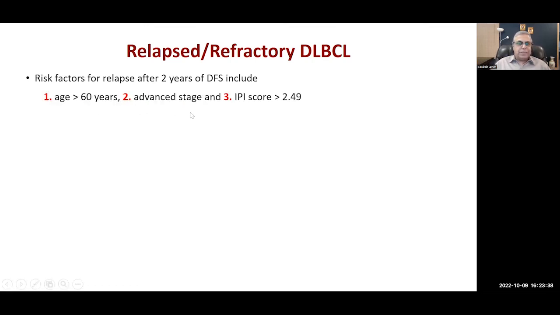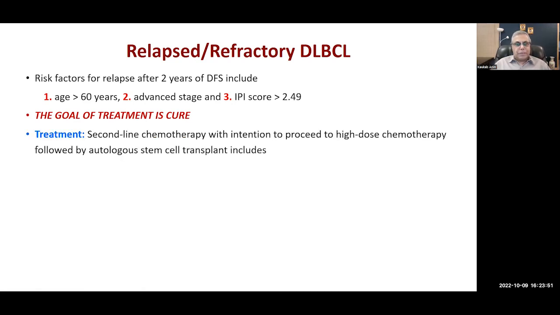Relapsed refractory diffuse large B-cell lymphoma. Risk factors for relapse after 2 years of disease-free survival include age over 60 years, advanced stage, and IPI score of greater than 2.49. All right, so that means there is a more complex way of calculating the IPI score. The goal of treatment is cure again, okay? So that is a good thing. Second-line chemotherapy with intention to proceed to high-dose chemotherapy, followed by autologous stem cell transplantation, and we'll see more details in the table that is coming up.